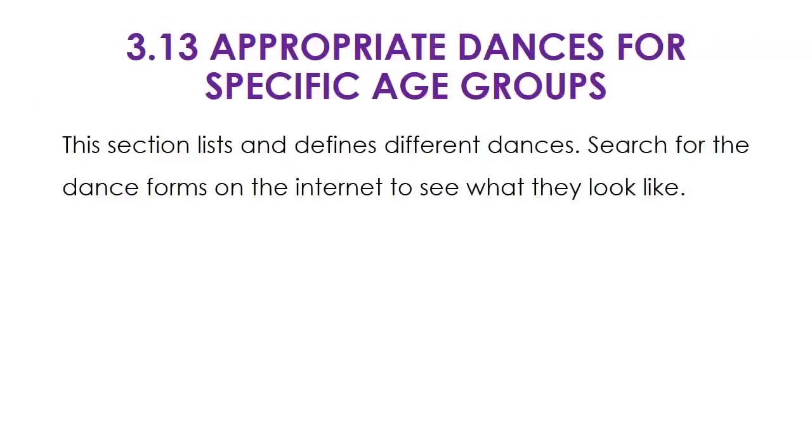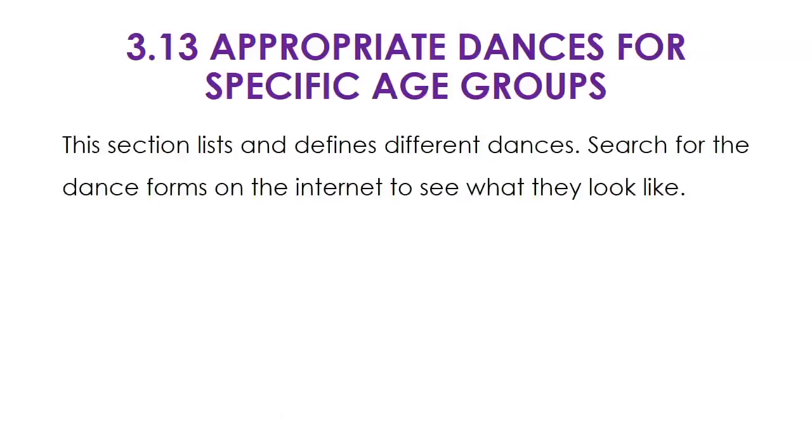Section 3.13 is appropriate dances for a specific age group. This section is once again very straightforward. It lists and defines different dances. These dances include ballet, jazz, tap, hip hop, ballroom, Irish, and modern. If you don't know what a dance form looks like, just reading the description is not necessarily going to help you understand or visualize it. Search for the dance form on the internet and see what it looks like, and that way you'll be able to differentiate between them. You will see what the differences are, and you will remember this more easily.